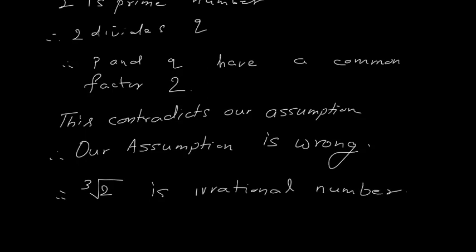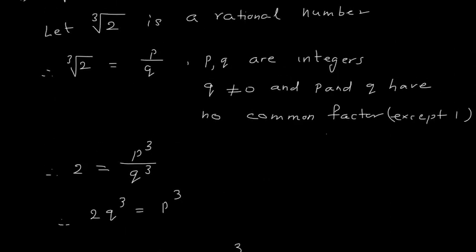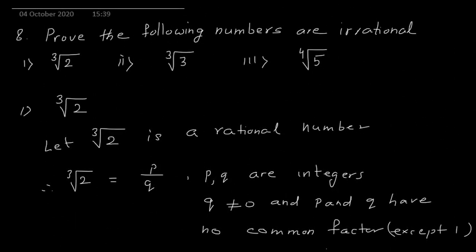Yes, have you understood how this third root of 2 is an irrational number? So the procedure is the same, and in the same way you can prove that third root of 3 is an irrational number, fourth root of 5 is an irrational number, and so on.